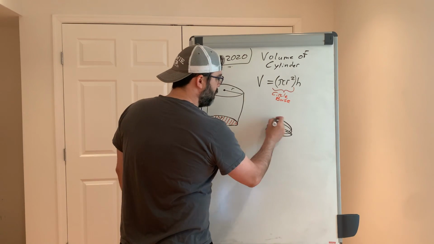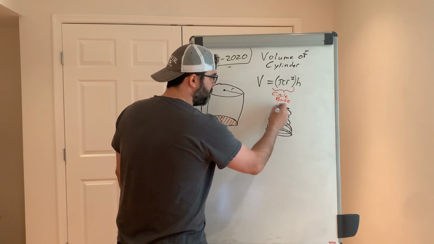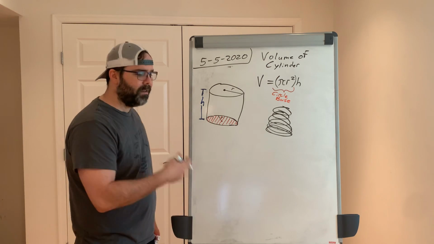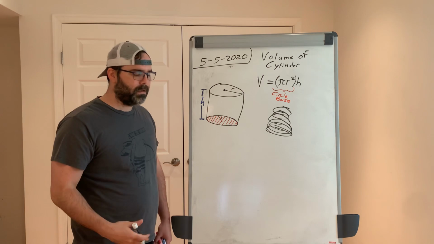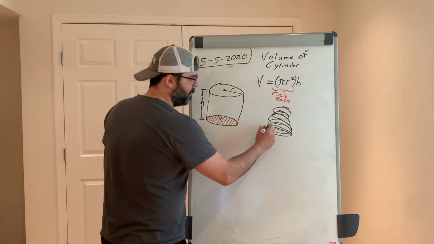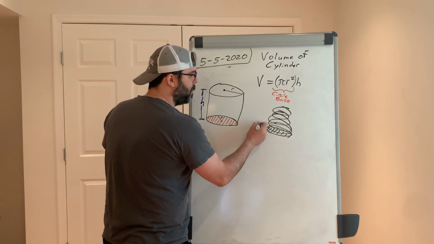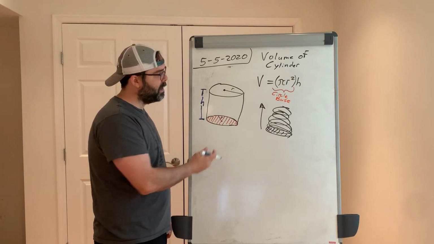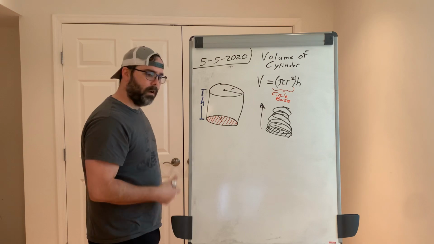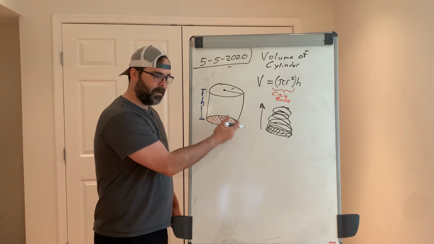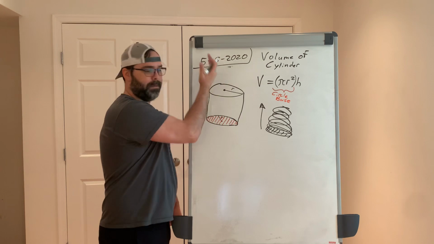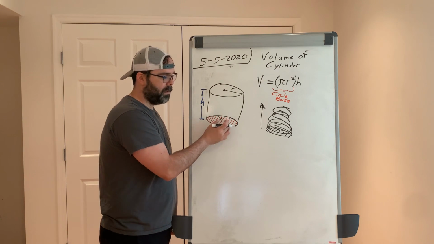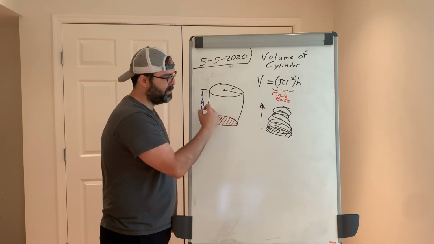Well, what if I did like 10 quarters? Would I have to find the area of each individual quarter and add them all together? No. You would just find the area of the bottom quarter, and then you would multiply it by how many quarters there are, or how tall it was. Okay, so that's how we're doing this. We're going to find the area of the base, which is a circle, and then we're going to multiply it by the height.